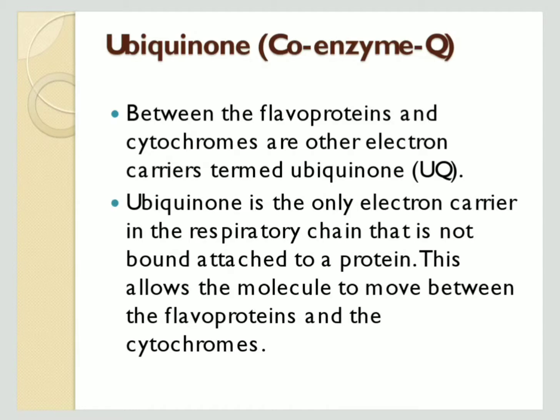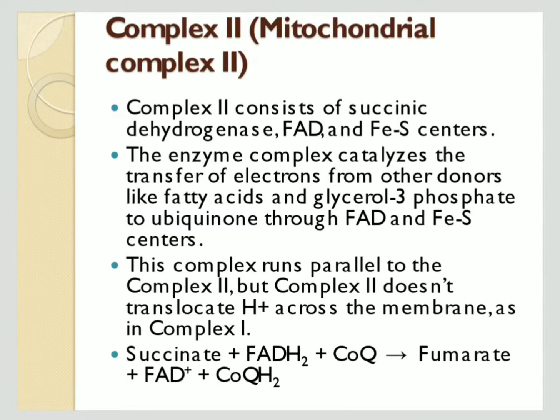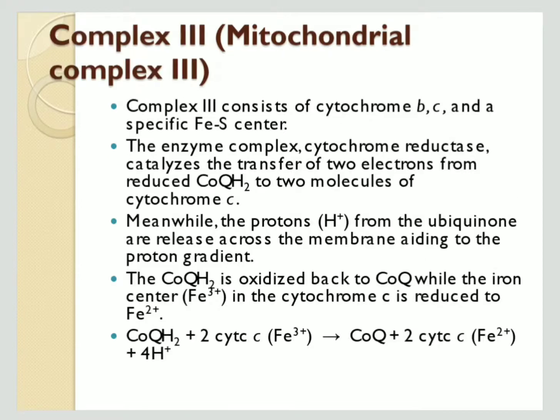It consists of cytochrome b, c and a specific FeS center. Then the enzyme cytochrome reductase will reduce the electrons. It will accept the electrons from the ubiquinone and transfer them to the next complex, that is complex 4. Protons will be released across the membrane, adding to the proton gradient. So the ubiquinone is oxidized back from the reduced form, while the iron center in the cytochromes is reduced to Fe2 plus, the reduced form.